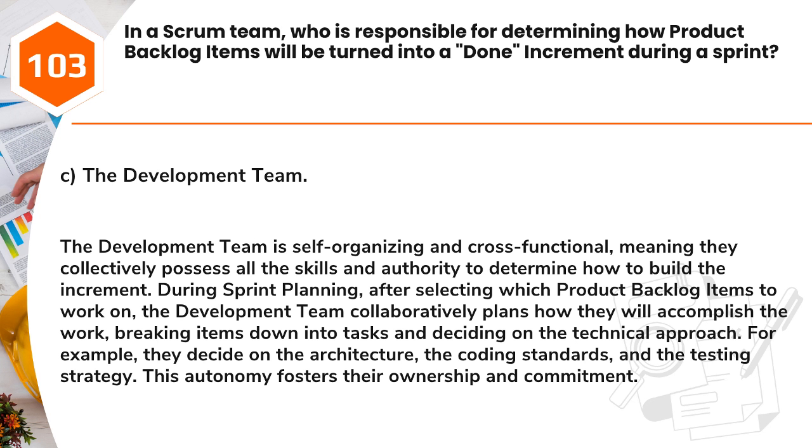Answer: C. The development team. The development team is self-organizing and cross-functional, meaning they collectively possess all the skills and authority to determine how to build the increment. During sprint planning, after selecting which product backlog items to work on, the development team collaboratively plans how they will accomplish the work, breaking items down into tasks and deciding on the technical approach.